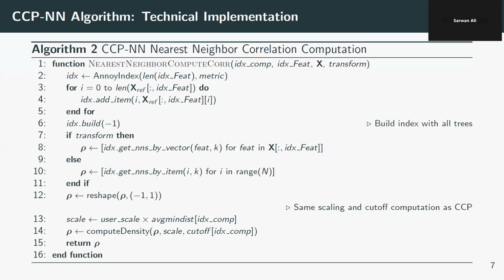The key difference is in lines 8 and 10. If you see here and here, instead of computing all pairwise distances, we query for the k nearest neighbors for each point. This transforms our n squared operation into n log n. Importantly, we keep the same scaling and cutoff computation as in the original CCP. This ensures that our density estimation remains meaningful and comparable to the exact method.